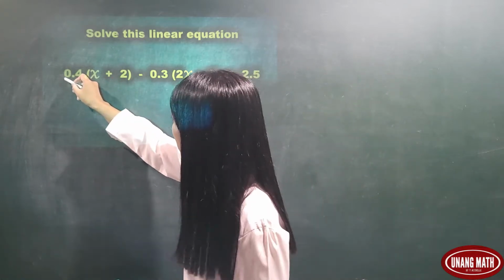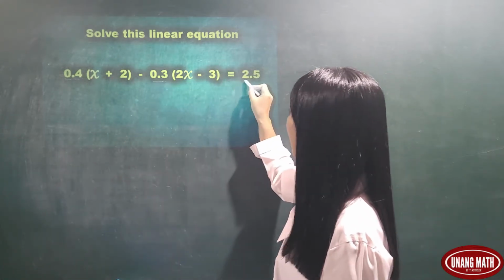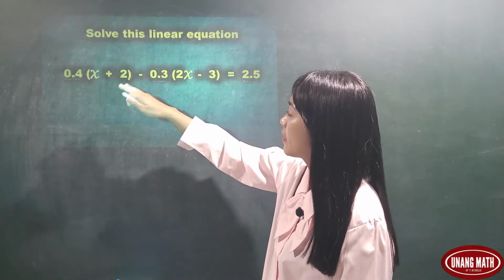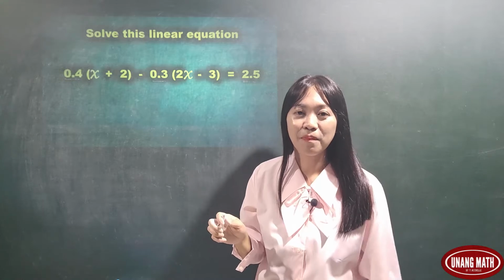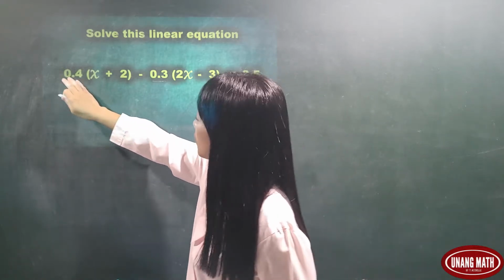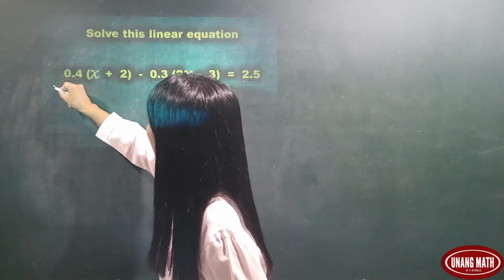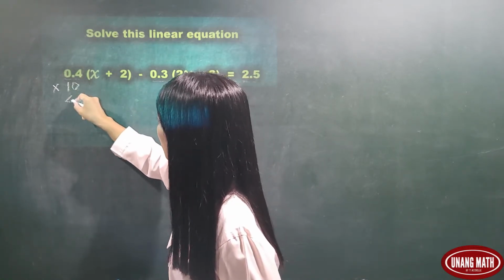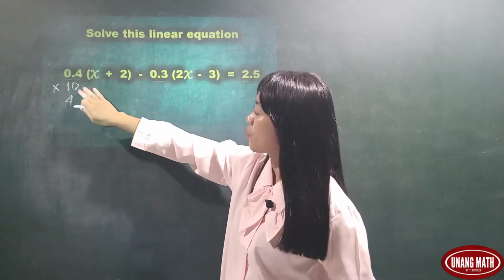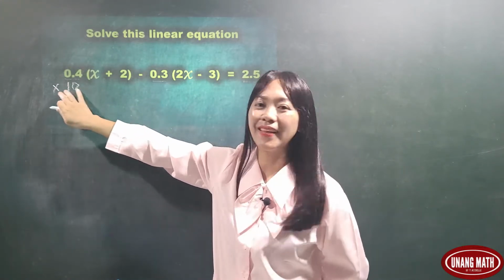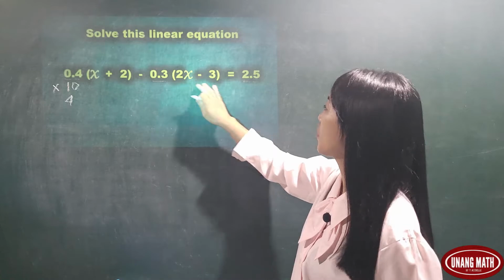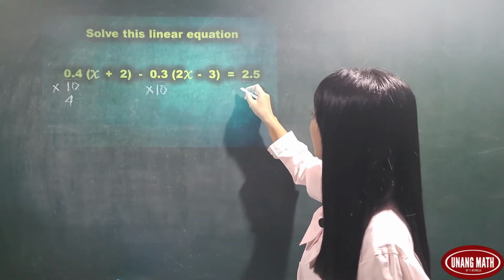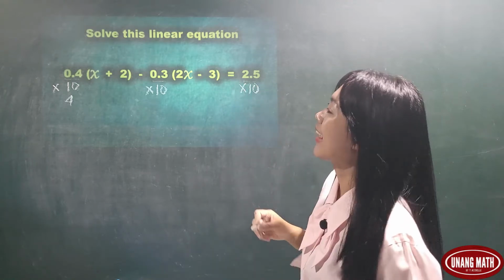Okay, this is a decimal number. Decimal number and decimal number. It's difficult to solve if the given numbers are decimal numbers. So what can we do? We can multiply 0.4 by 10. If we multiply 0.4 by 10, this is equal to 4. Okay, remember, if we multiply one term by 10, we have to do it also to the rest of the terms. So here is also times 10. And this is also times 10.